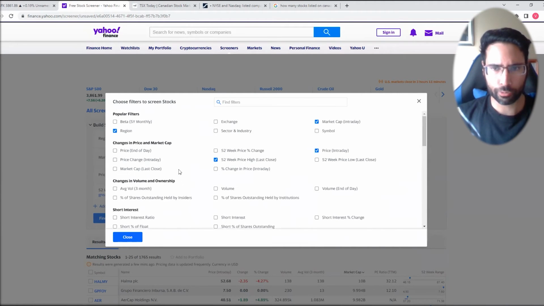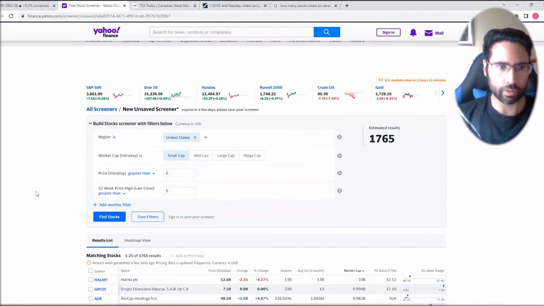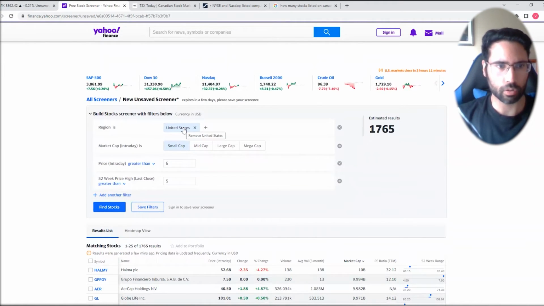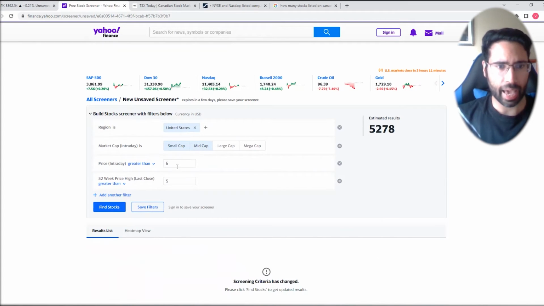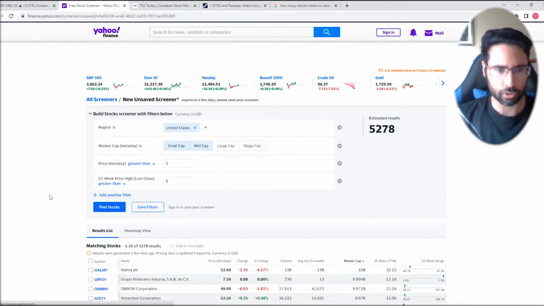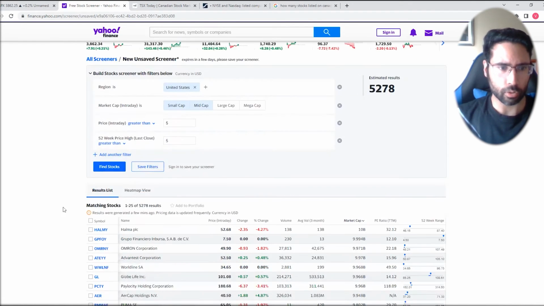But I think for basic traders, you're focusing on the prices, on certain sectors and industries, and on the highs and lows. So this is a very basic screener on Yahoo Finance. We're going to click on the United States because we want to look at stocks in the US. Let's take a look at mid caps, and we'll include small caps as well. We'll look at things that are priced over $5, and also have a 52-week price high of over $5. You can save your filters if you have an account, and then you can start to find stocks.